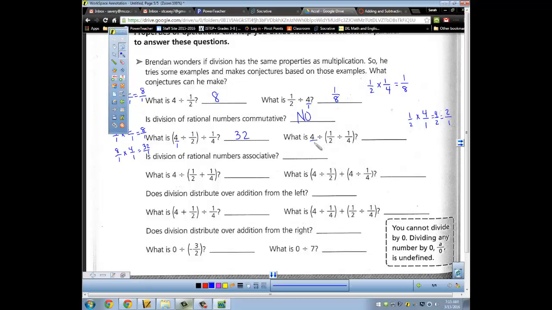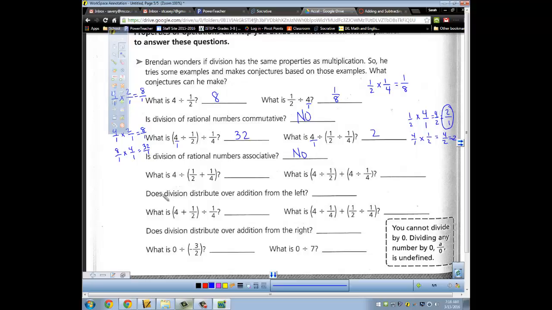And I'm going to take 4 over 1 divided by that. So 4 over 1, change division to multiplication, flip this, because that's what I had in parentheses, to get 4 over 2, which is 2. So we did not get the same answer, so we can't use the associative property for division.